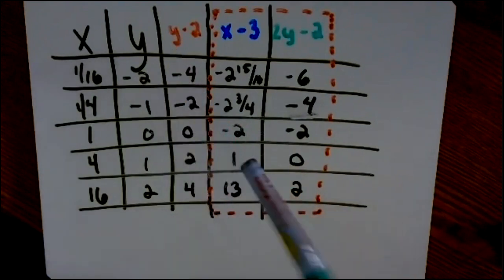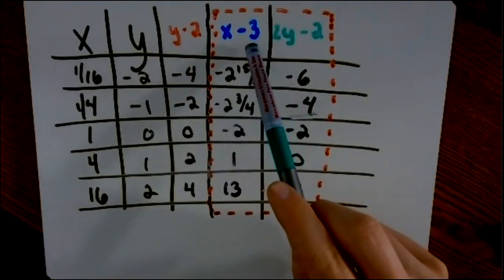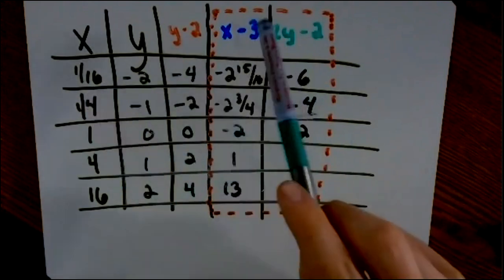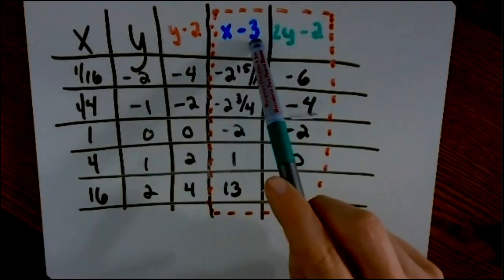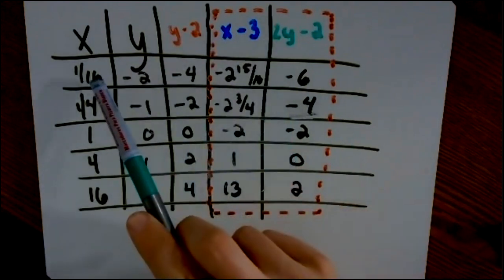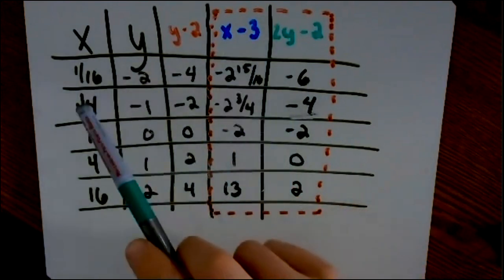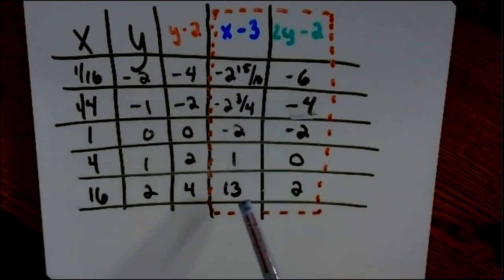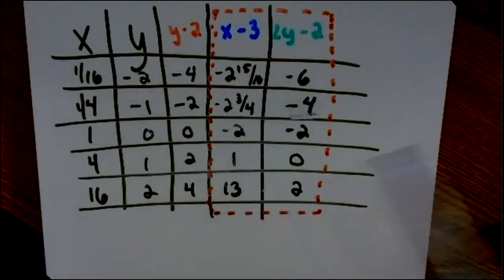Then I'm going to say, well, because I have a horizontal shift, and a horizontal shift goes left and right, that affects my x values. So I'm going to take all of the x values and subtract 3. So 1/16 minus 3, 1/4 minus 3, and so on. And you can see these are my new x values that I created.